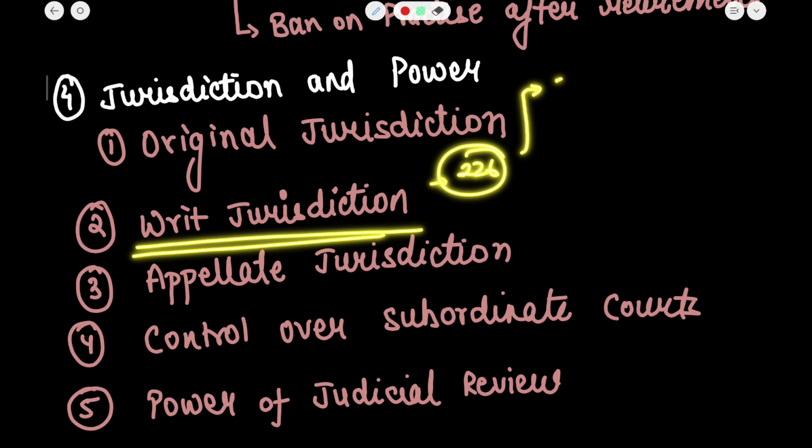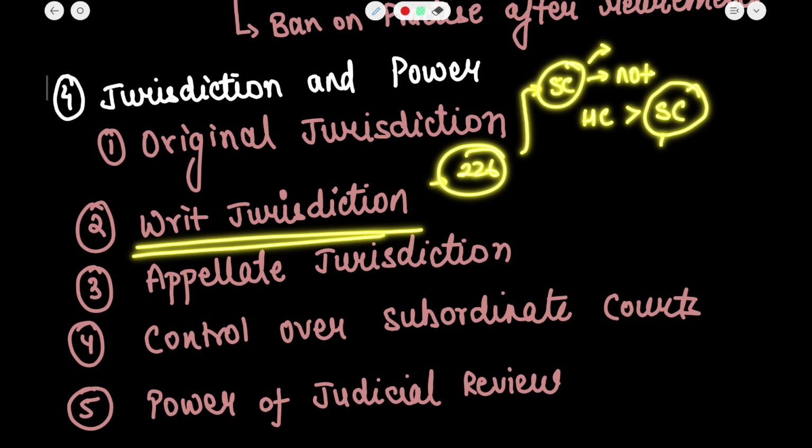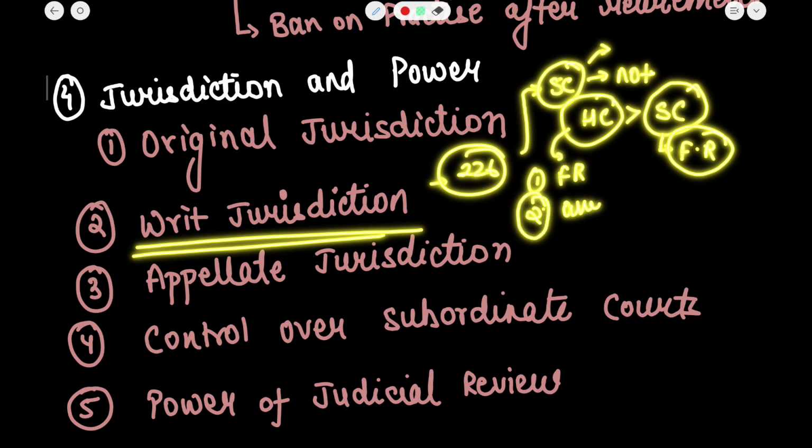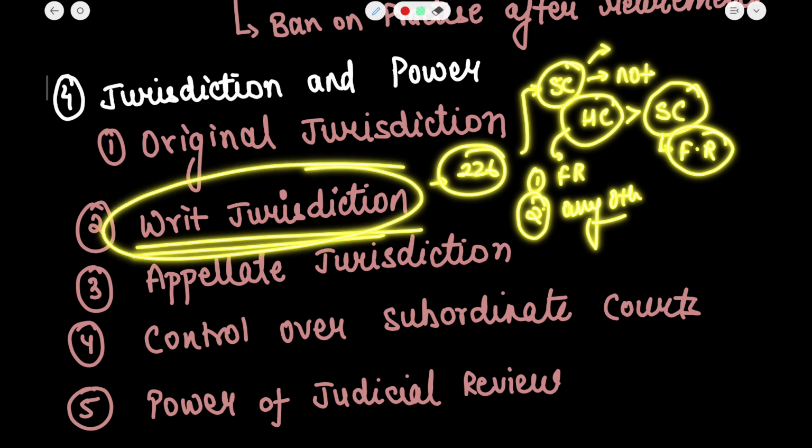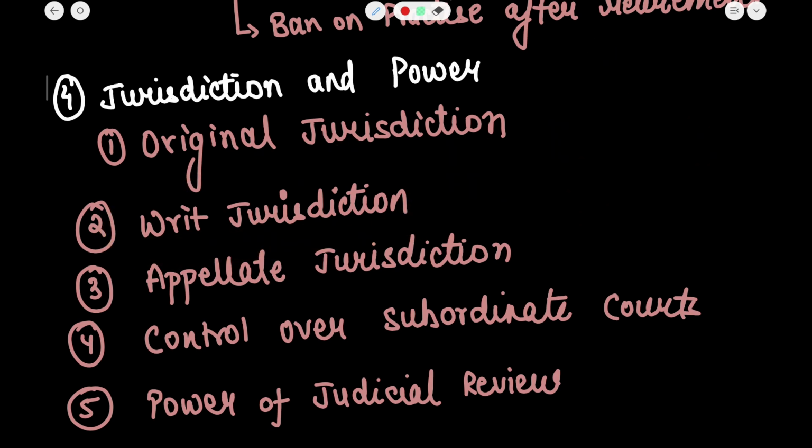The important thing to note here is that although the Supreme Court is the highest level of judiciary in our country, its writ jurisdiction is not like that of the High Court. The High Court's writ jurisdiction is wider than that of the Supreme Court. Why is it so? Because the Supreme Court can issue writs only for the enforcement of fundamental rights. On the other hand, the High Court can issue writs for the enforcement of fundamental rights as well as for any other purpose. That is why the writ jurisdiction of the High Court is wider than that of the Supreme Court.